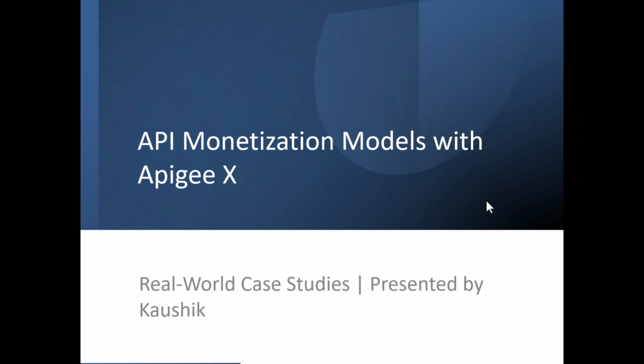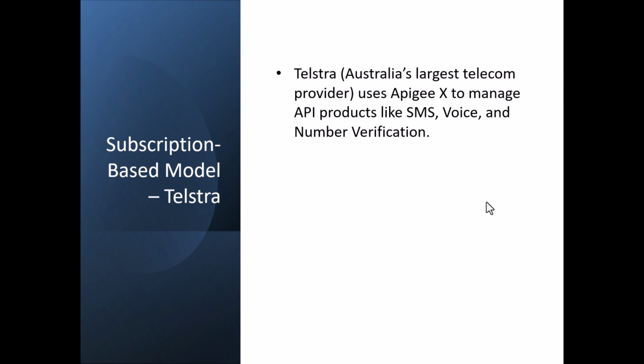First of all, we'll be seeing a subscription model by Telstra, and Telstra is Australia's largest telecom provider, and it uses Apigee X to manage API products like SMS, voice and number verification. So Telstra exposes APIs for services like the one that I said, and they offer tiered subscription plans where developers or businesses pay a monthly fee for access to a specific set of APIs bundled with quotas and support levels.